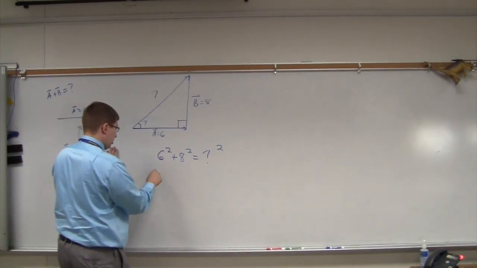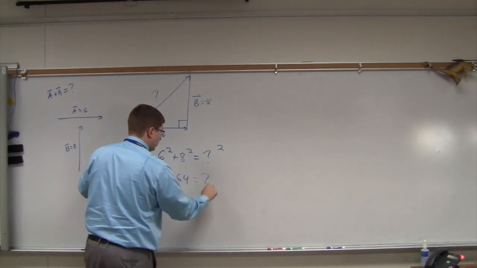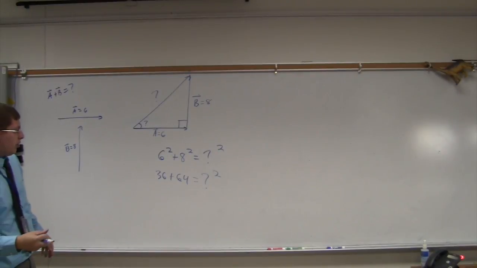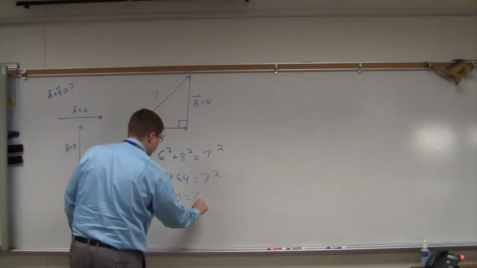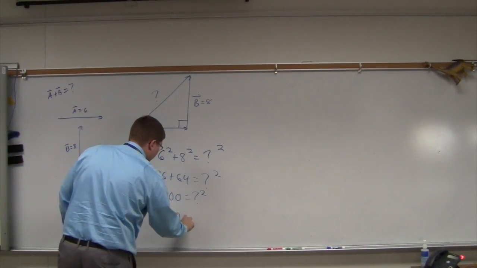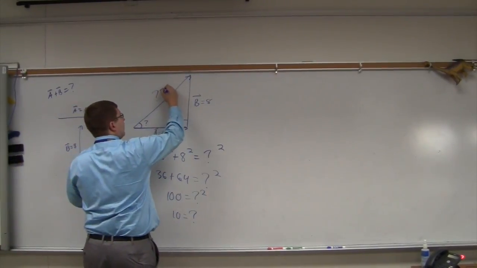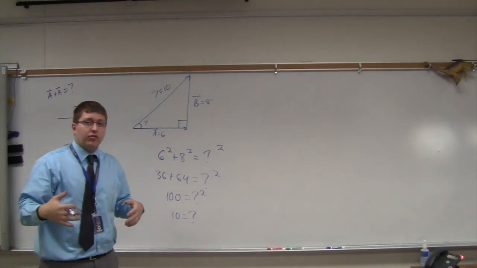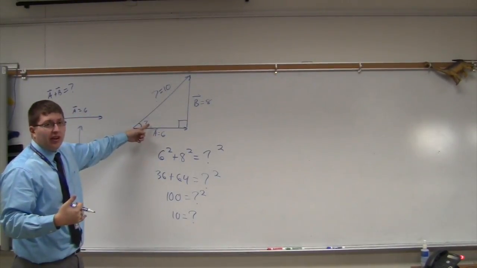And so solving this, we get 36 plus 64 is the resultant squared, and so that would be 100. And so don't forget to take your square root then, you would just get 10 is the magnitude of our resultant. So now we know this has a magnitude of 10. But please do not forget that you are not done if you are asked to find the vector sum or the resultant. You still need to find that angle.